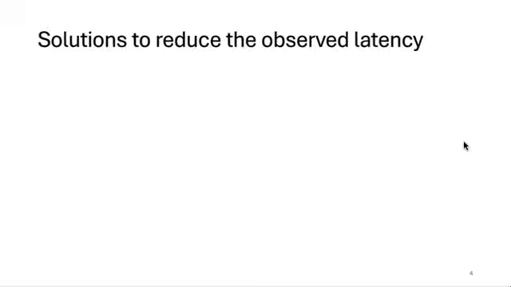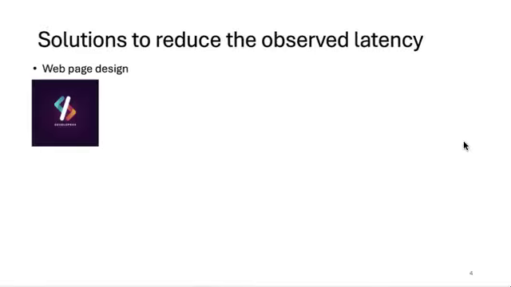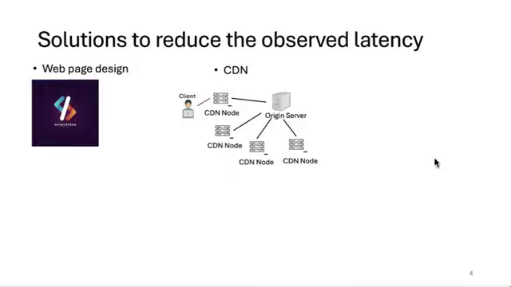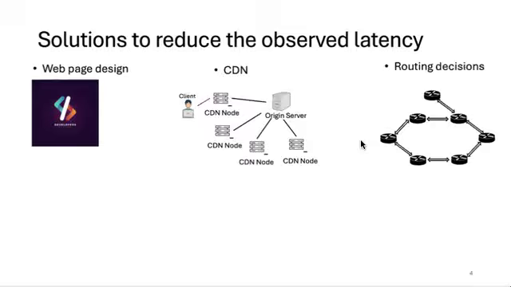So to reduce the observed latency, different solutions have been proposed at various levels of the network communication. Various features like asynchronous loading of web page elements, request pipelining, and request multiplexing have been introduced in the web page design to cut the page load time. Similarly, concepts like content delivery networks are widely adopted to reduce the request serving time for the clients based on its location. To avoid bottlenecks at the routers and for better availability, multipath routing was also introduced.